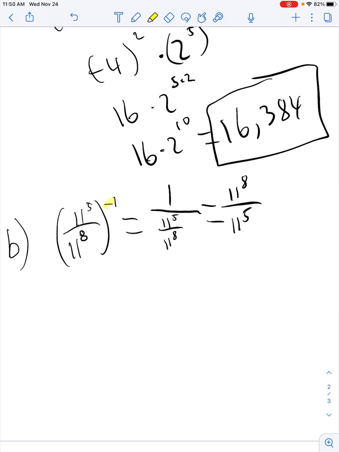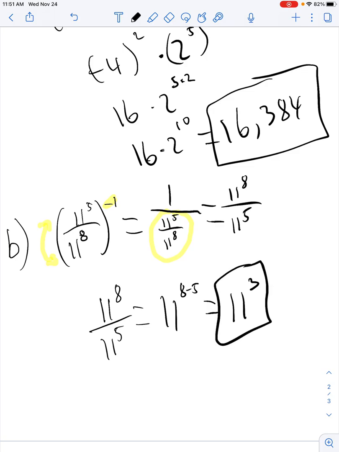So to get rid of this, I moved it all the way down here. But then because I had a fraction in my denominator, to move that fraction out, I multiplied by the reciprocal, and I ended up getting basically what I started with, but I flip-flopped my numerator and my denominator. So now I can simplify 11 to the 8th over 11 to the 5th. They have the same base, which means I subtract the exponents. So I get 11 to the 3rd, which equals 1,331.